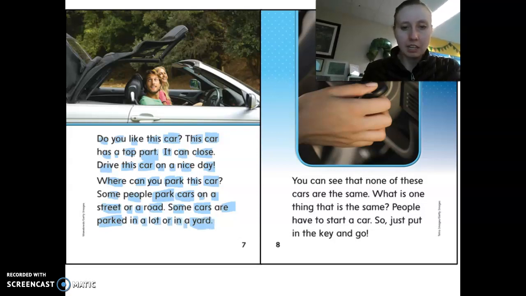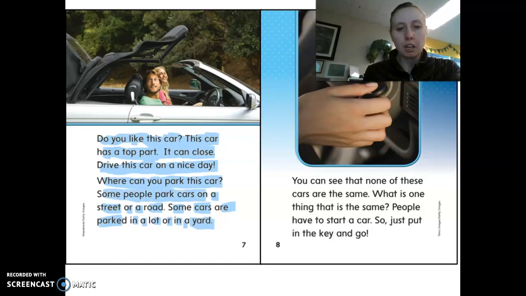Ready, begin. Do you like this car? This car has a top part. It can close. Drive this car on a nice day. Where can you park this car? Some people park cars on a street or a road. Some cars are parked in a lot or in a yard.